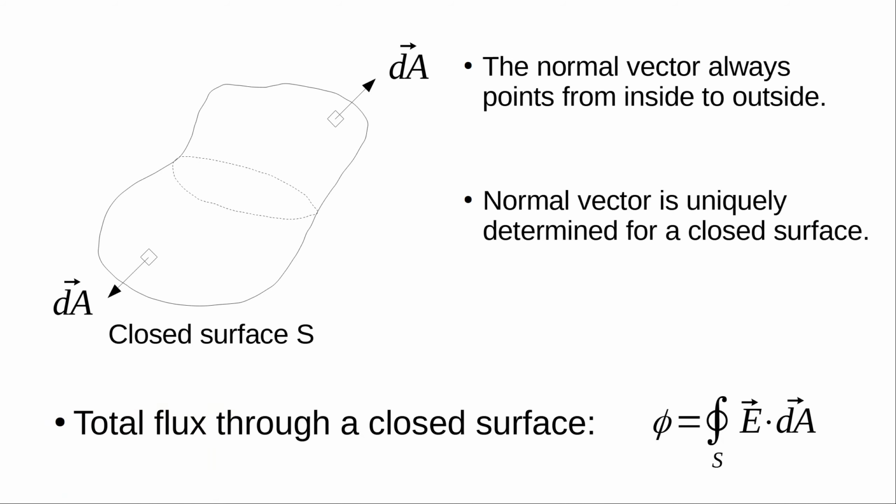So this means that we can redefine our total electric flux through a closed surface as the closed surface integral of E dot dA. The little circle in the middle of the integral sign means closed. That's why we say closed surface integral.